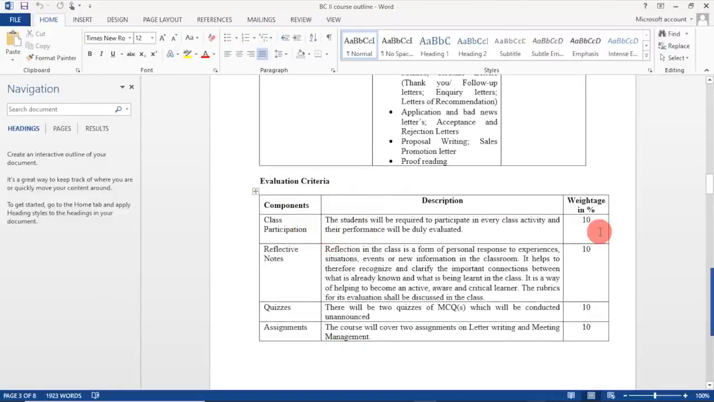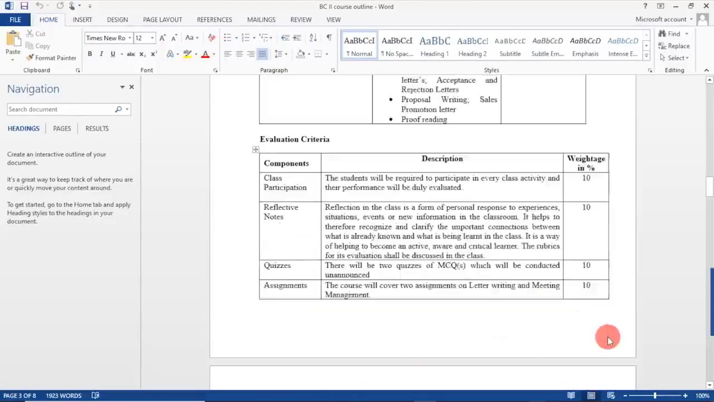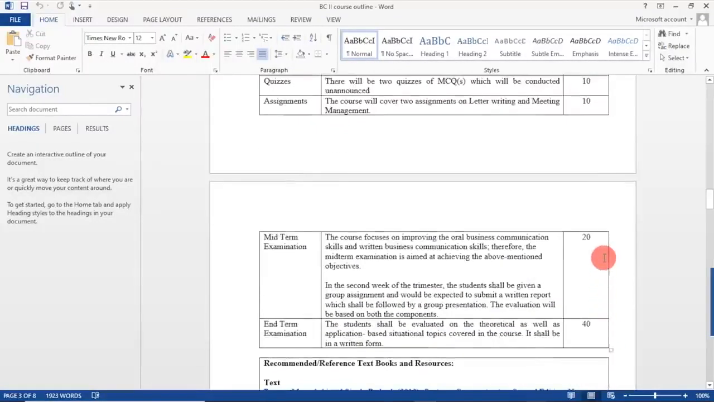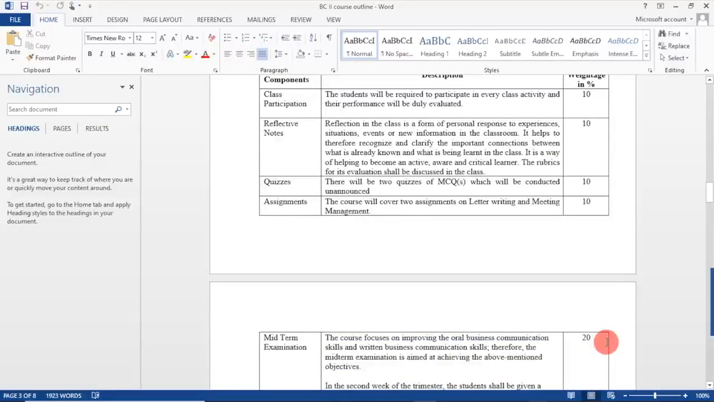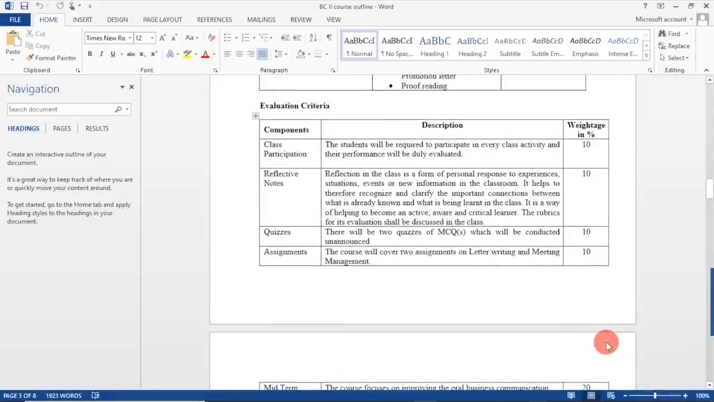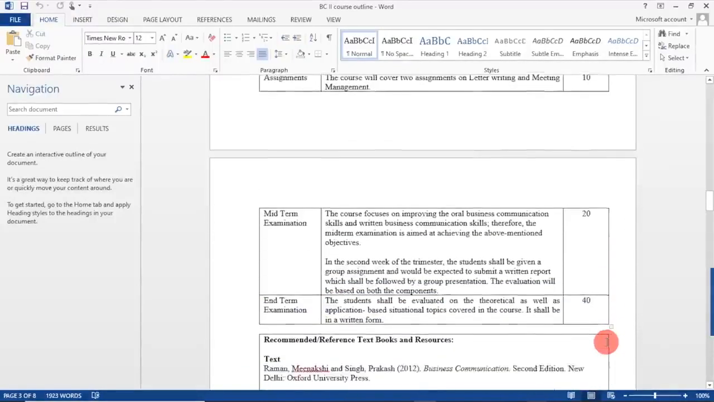So class participation has been given 10% weightage, reflective notes 10% weightage, quiz 10% weightage, assignment 10% weightage. Then midterm 20% weightage and end term 40% weightage. Total comes out to be 100%. Now this is an agreement between you and the student. So university usually gives a fixed structure, but at an institutional level where they are having their own autonomy like IIMs, they go in for giving this type of evaluation criteria to the student.